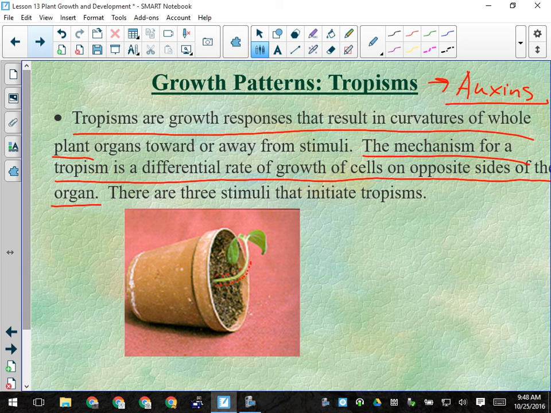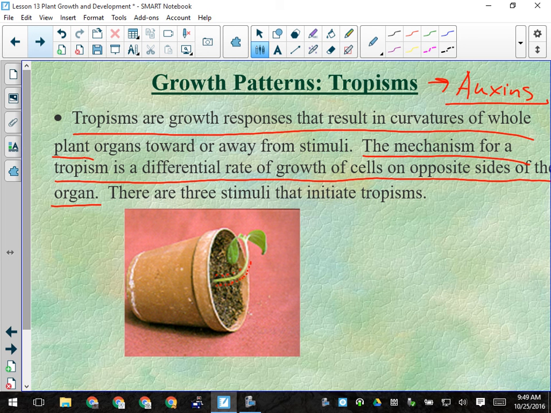So what happens is the cells on this side of the stem, the bottom, produce more auxin, which results in them getting longer. The ones on the other side grow at a normal rate. Because you've got one side growing fast and the other side growing slow, you get a pushing effect that pushes the plant upwards. Everybody follow on that? It bends the plant in that direction because cells on one side are growing faster than cells on the other.